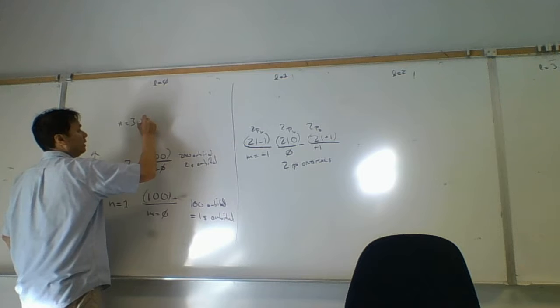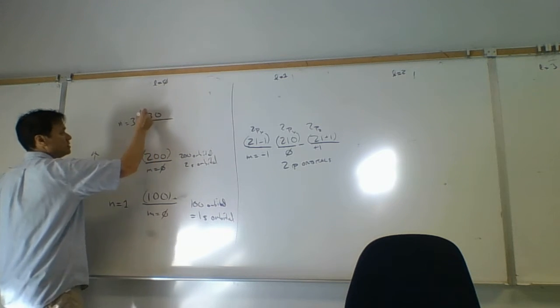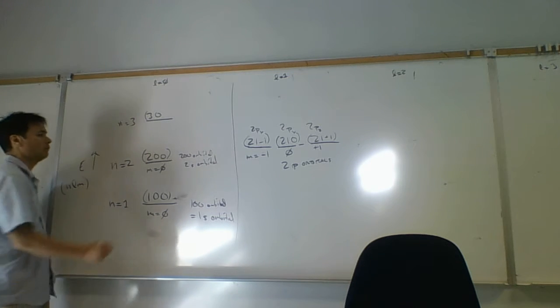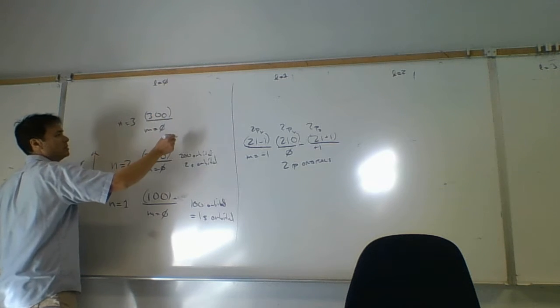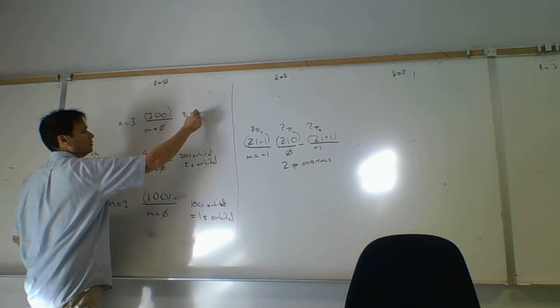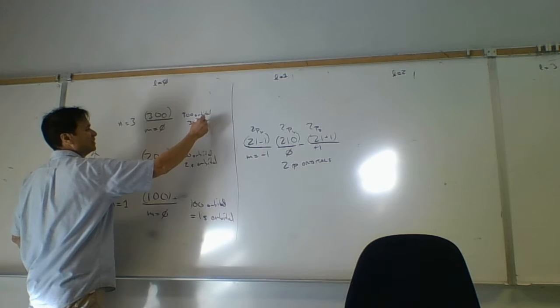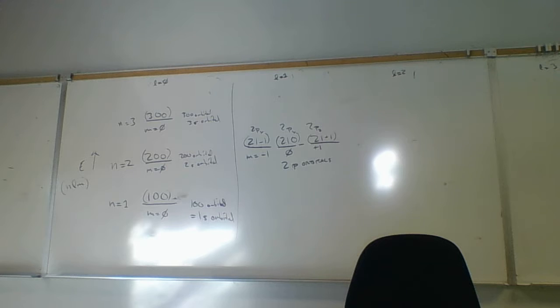So if n is equal to 3, L is equal to 0, then we have a 3, 0. And then what is the m value in Ln? M is going to be equal to 0. So this is a 3, 0, 0, aka a 3s orbital. So the 3s orbital was shown here. That big one there.